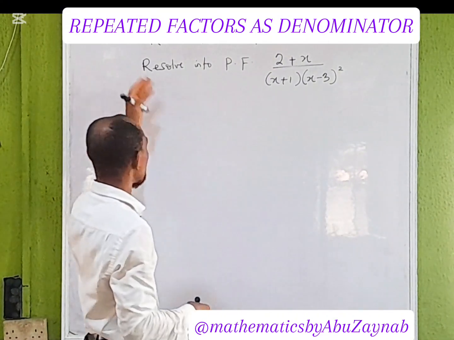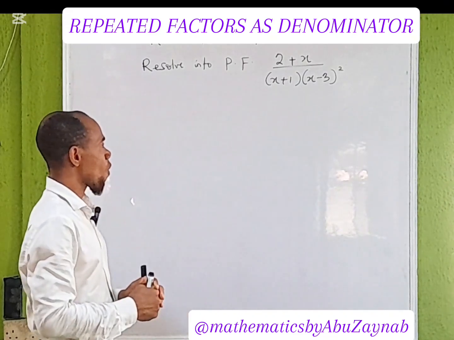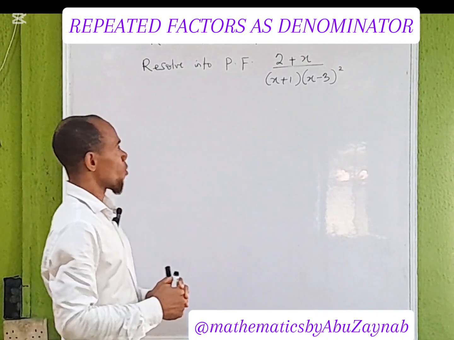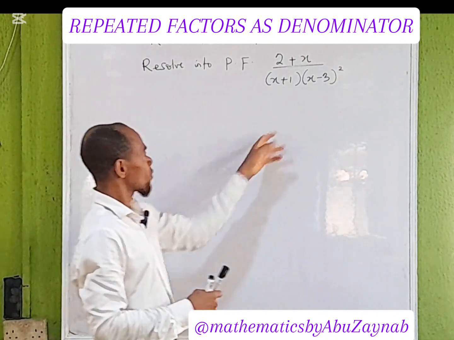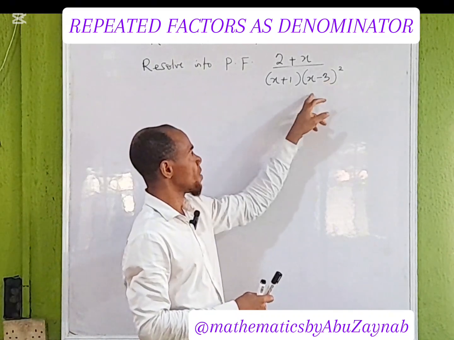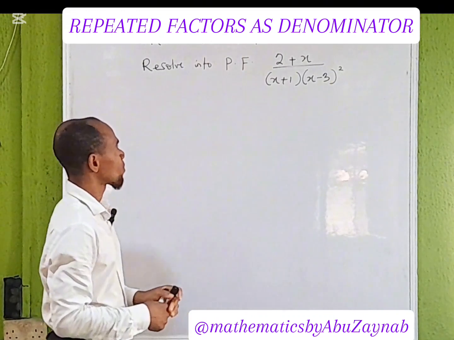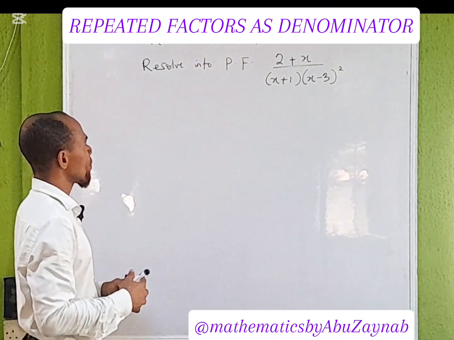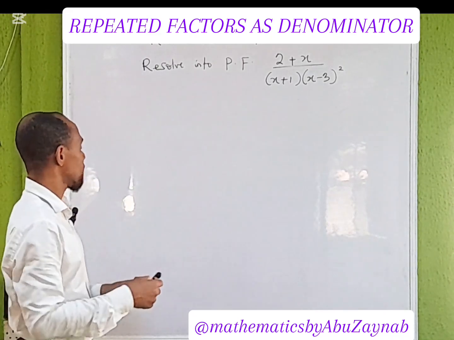So we have this question on the board. We have to resolve into partial fractions (2 + x) over (x + 1)(x - 3)². The fact that we have a square here or a power here means this factor has been repeated, hence the name repeated roots. Now, what do we do when we have this category of questions? It's very different from the last video.